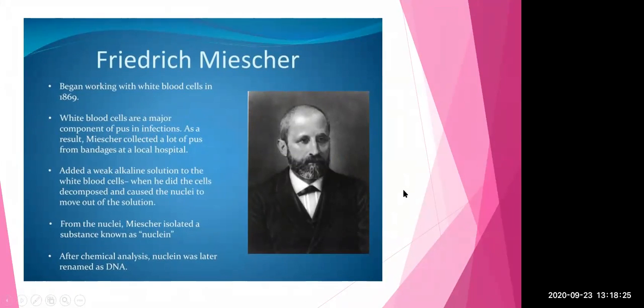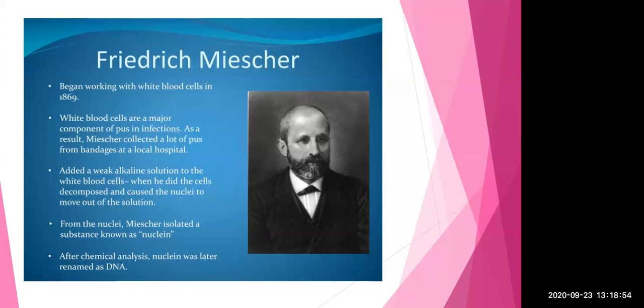So this DNA was first discovered by a scientist called Friedrich Miescher. You can see all the information is written in front of you. It is very interesting. He began his work with the white blood cells in 1869, right? In blood there are RBCs and WBCs, so he was studying WBCs.